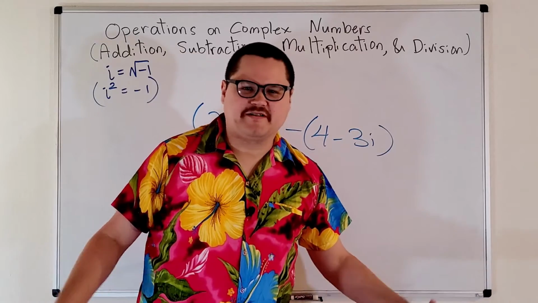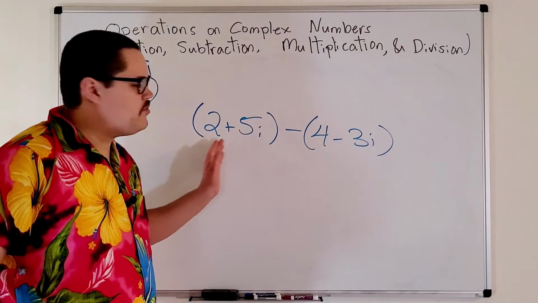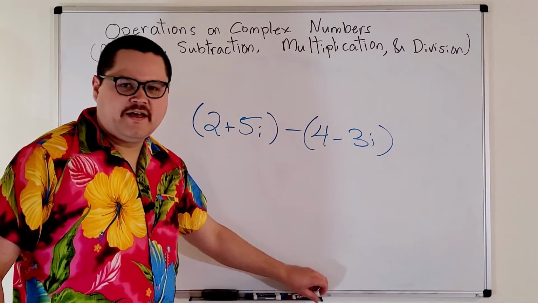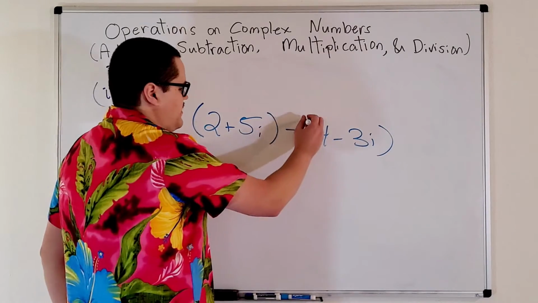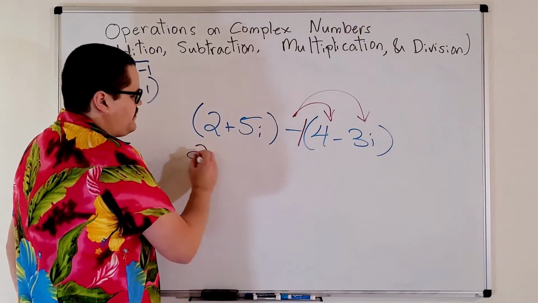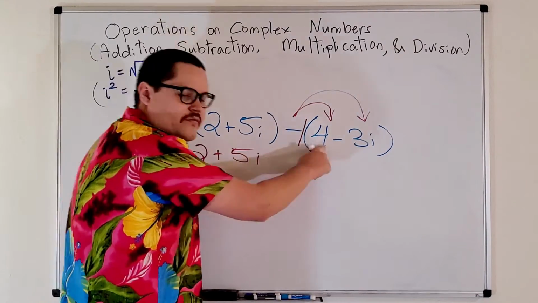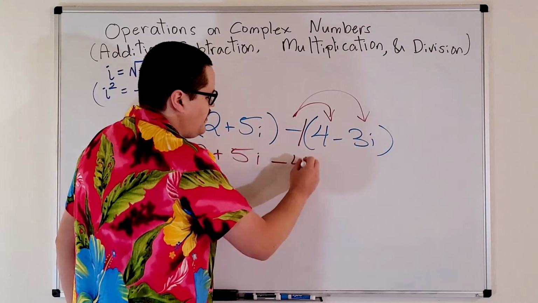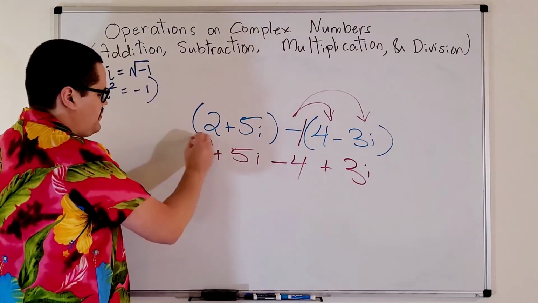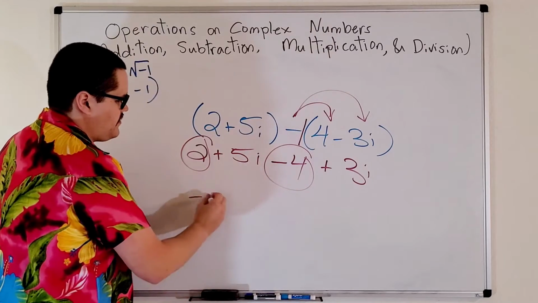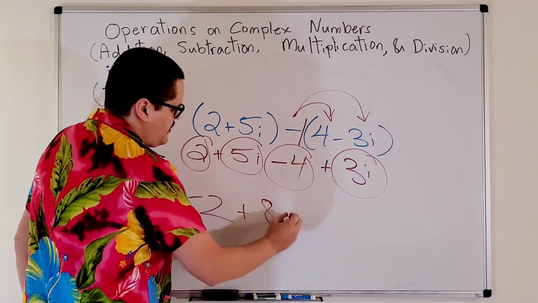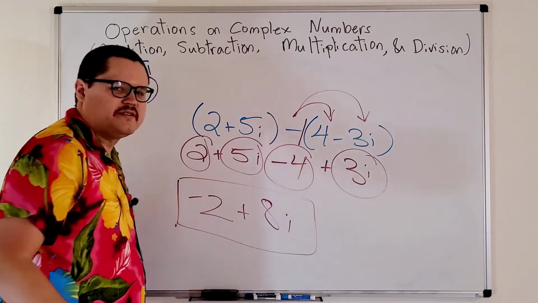Okay, so let's say we want to subtract two complex numbers. For example, 2 plus 5i minus the quantity 4 minus 3i. Well, as before, we just treat this minus as a negative 1. We distribute, and then we combine like terms. So we have 2 plus 5i. Negative 1 times positive 4 is negative 4. And a negative times a negative is a positive 3i. Now the 2 and the negative 4 are like terms, so we get negative 2. And the 5i and the 3i are like terms. So our final answer is negative 2 plus 8i.